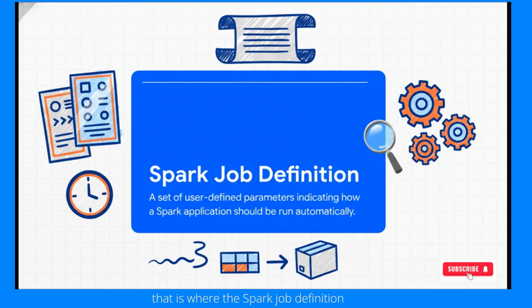And that is where the Spark job definition comes in. Think of it as the final laminated recipe card. It takes your perfect code from the notebook and packages it up with exact instructions so it can run on a schedule automatically and reliably every single time.